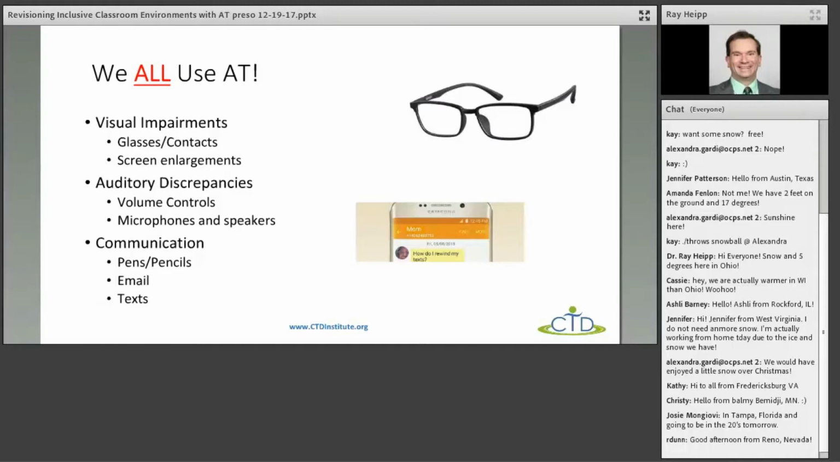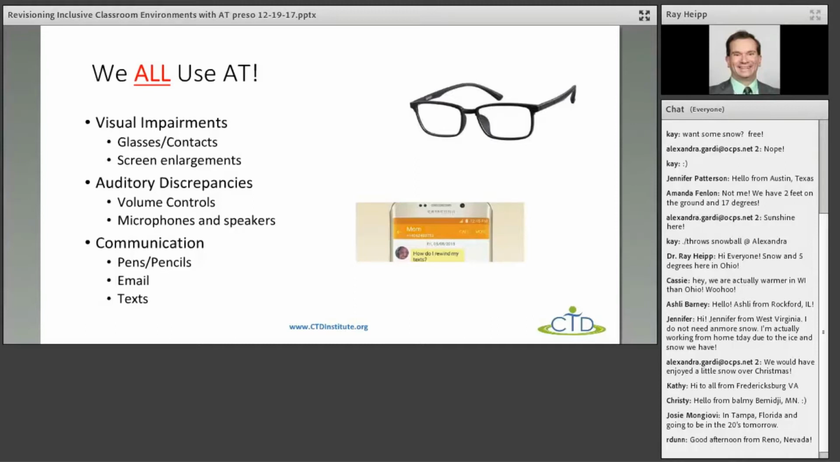We also have a variety of different things that are available to even typical individuals. Things like volume controls and microphones and speakers when they're not able to hear things clearly or express themselves clearly. You also have things like communication. Something as simple as a pen or a pencil technically falls under assistive technology when it's being used to help us remember ideas as we go through.